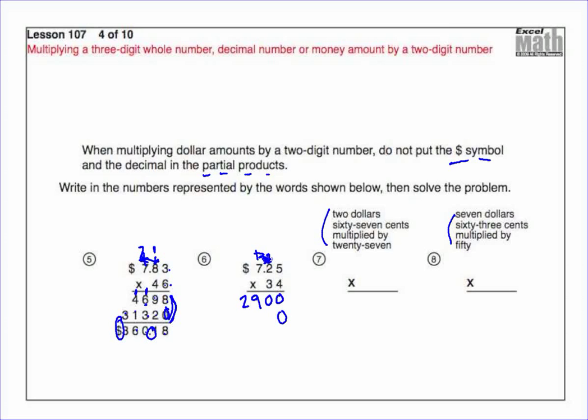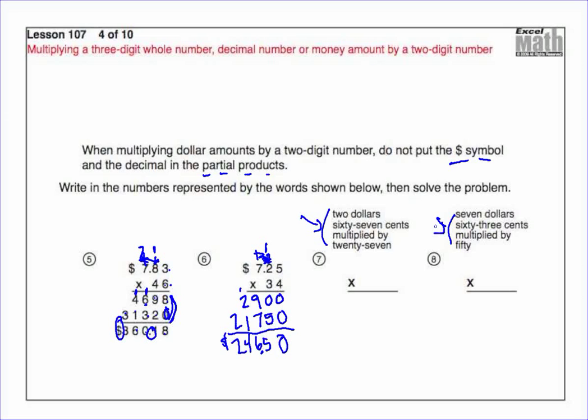Scribble out the old carries. 5 times 3 is 15. Carry the 1. 2 times 3 is 6. Plus 1 is 7. 7 times 3 is 21. Add them up. 0, 5, 16, 4, and 2. This is money, dollar sign, decimal point, $246.50. All right, you got 2 problems to do on your own here.